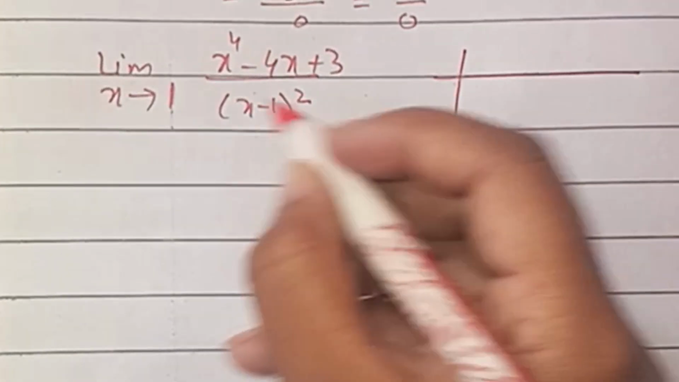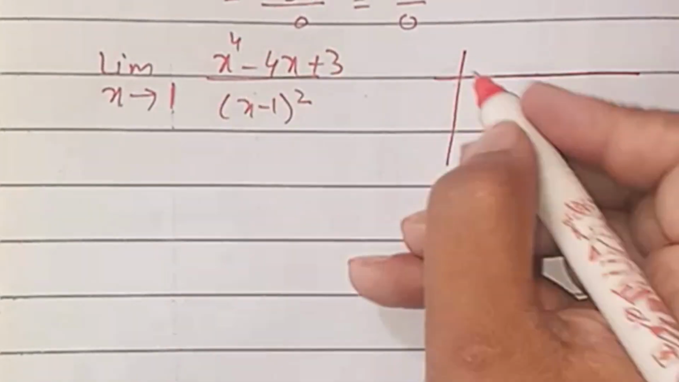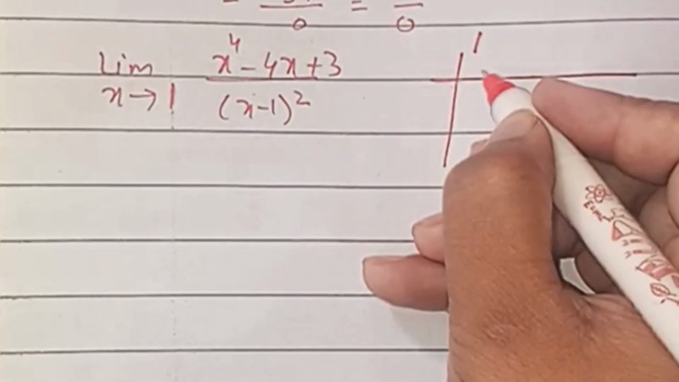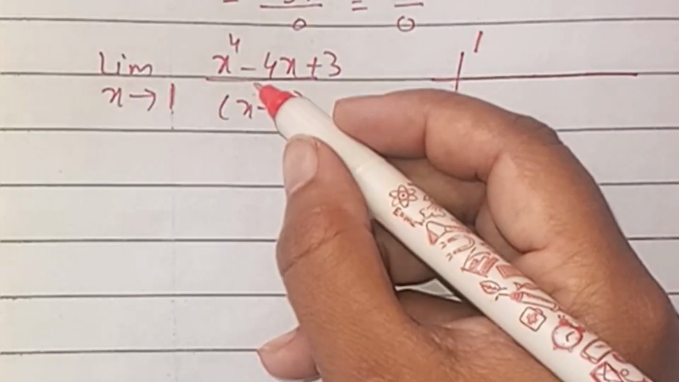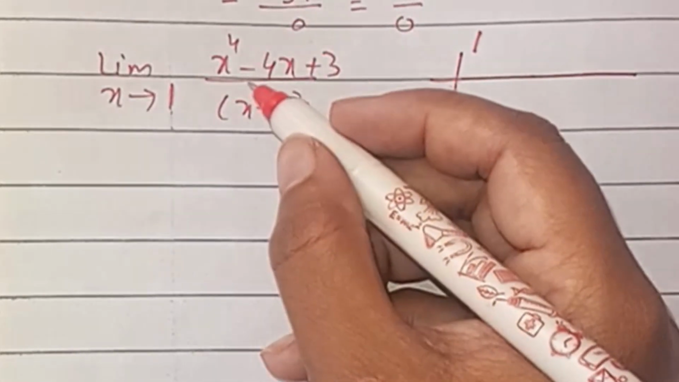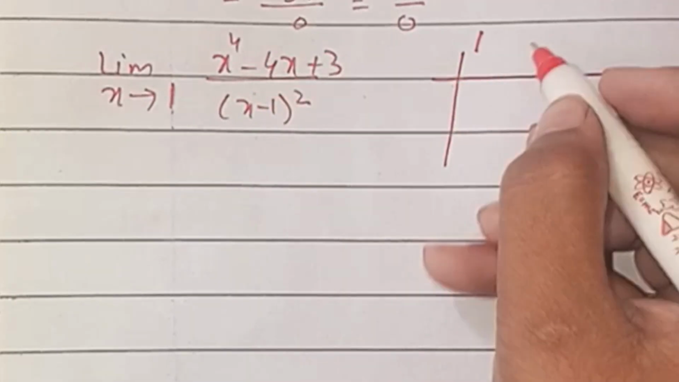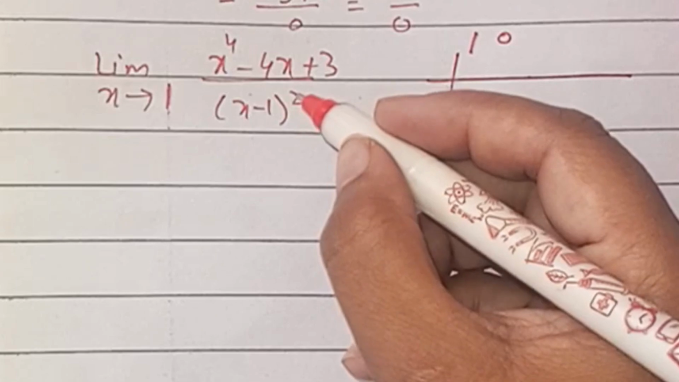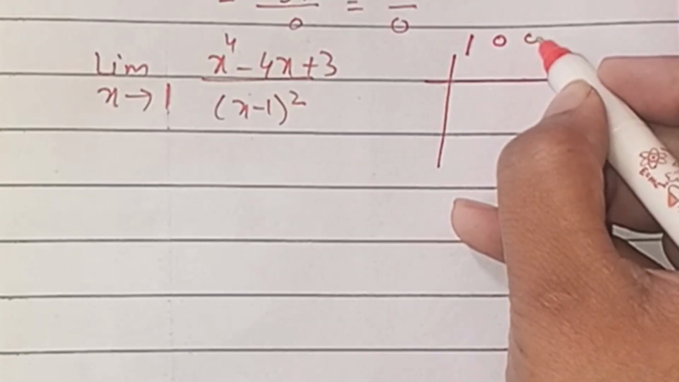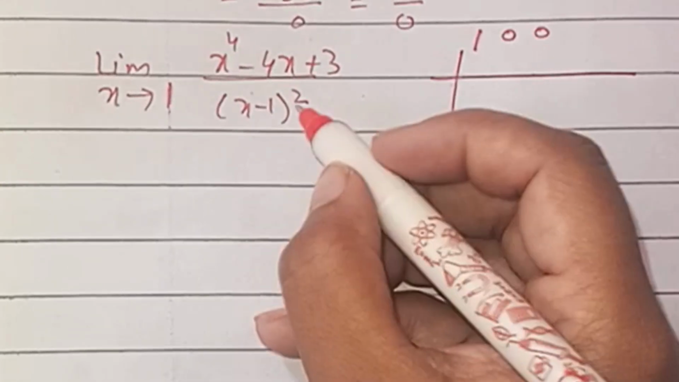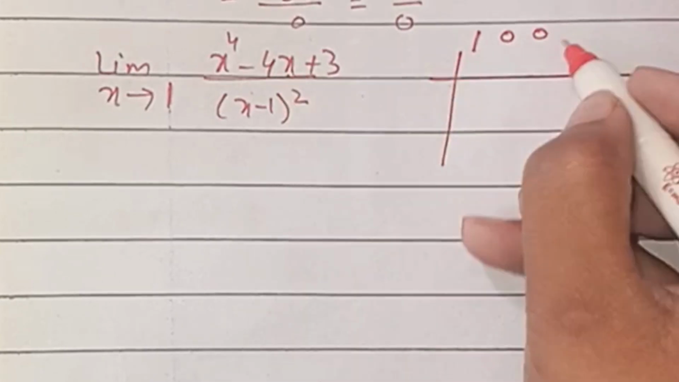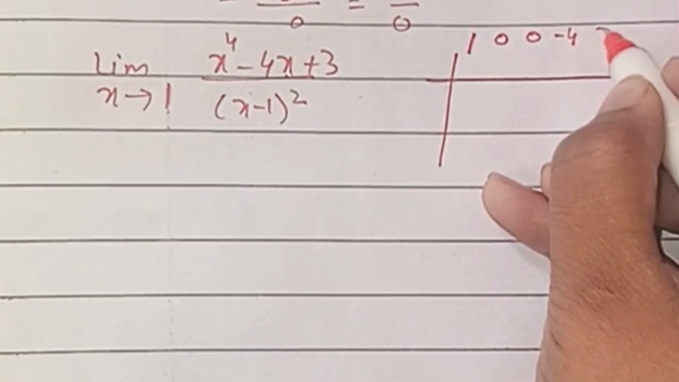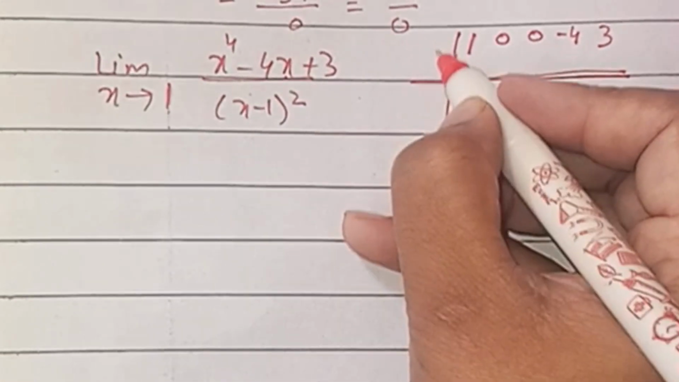So the coefficient of x raised to the power 4 is 1. So here we write 1, and we have no term of x raised to the power 3, so that's why we write 0. And we have no term of x squared, so we write 0. And the next term is x, so the coefficient of x is minus 4, and the constant is 3. Here we take 1.